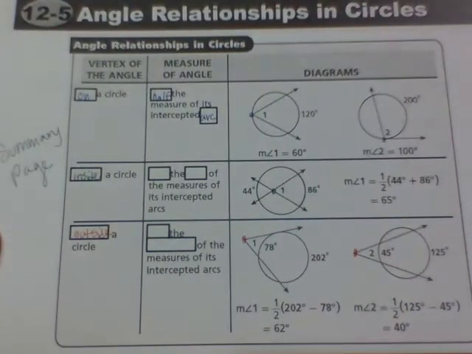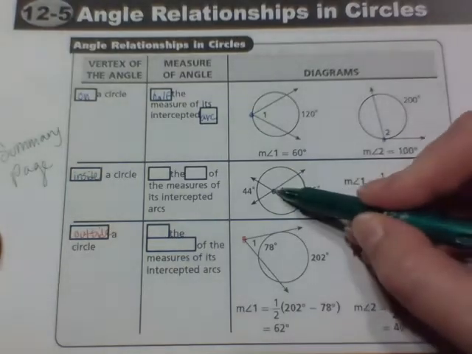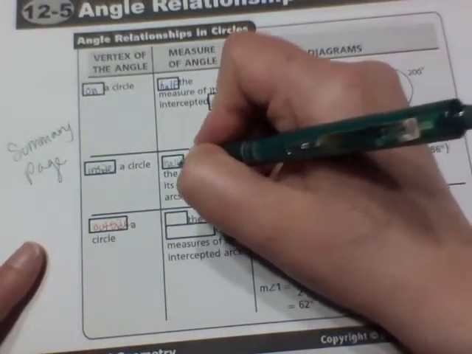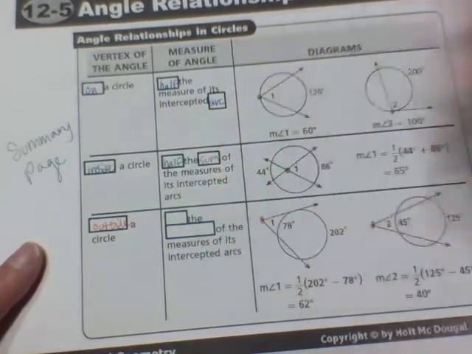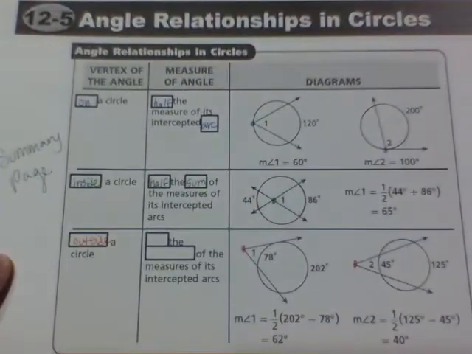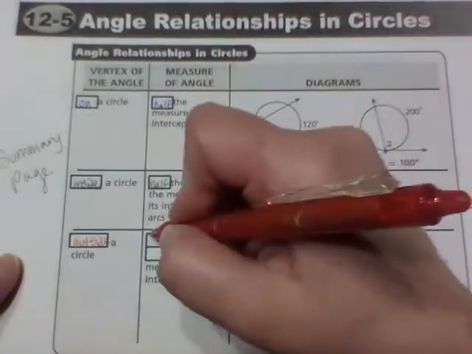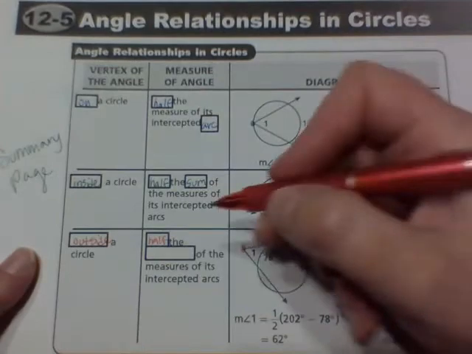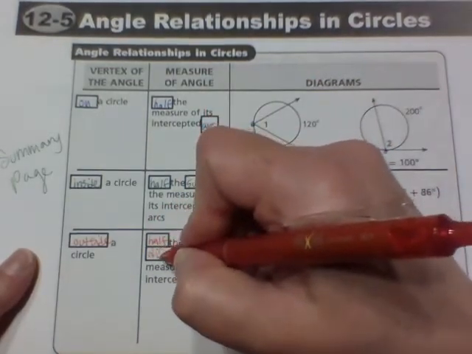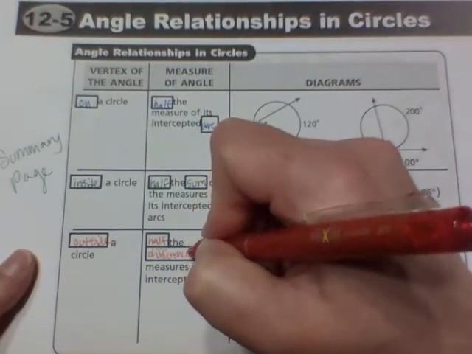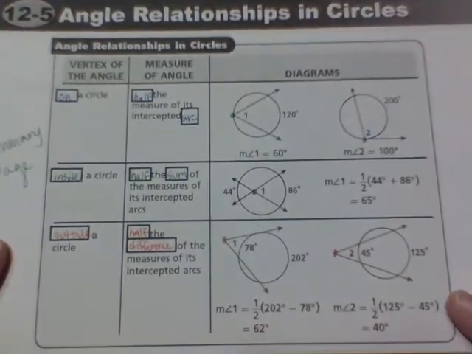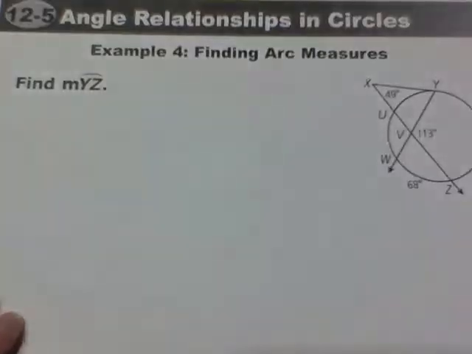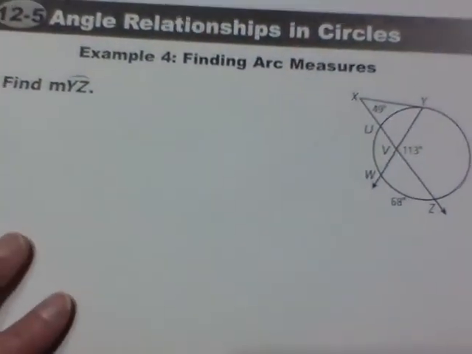Then the next one, if it's inside the circle, here it is, the Spider-Man theorem, then it's half the sum or addition of what's going on. And then if it's outside, it's again half. So lots of halves here, okay? And it's half the difference. Alrighty. So we're going to use each of those in this next example here.